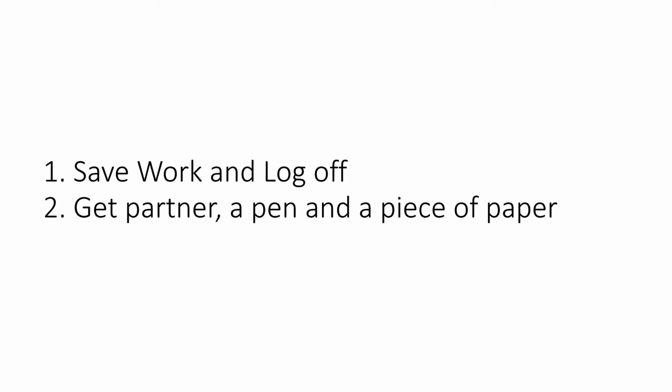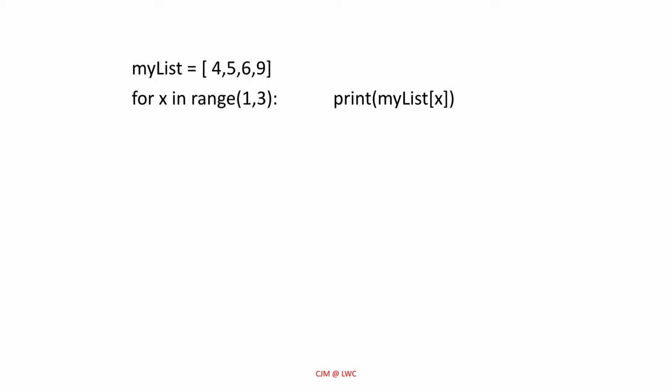But get a partner, a pen and a piece of paper. Good idea. So, the first slide. I want you to think about this code here. My list is 4, 5, 6, 9. For x in range 1 to 3, so this is going to be values 1, 2 and 3. Print my list x. What's going to appear in Python if you do this? Don't put this into the Python program, either PyCharm or IDLE, so you can work it out yourself. The answer, pause now.